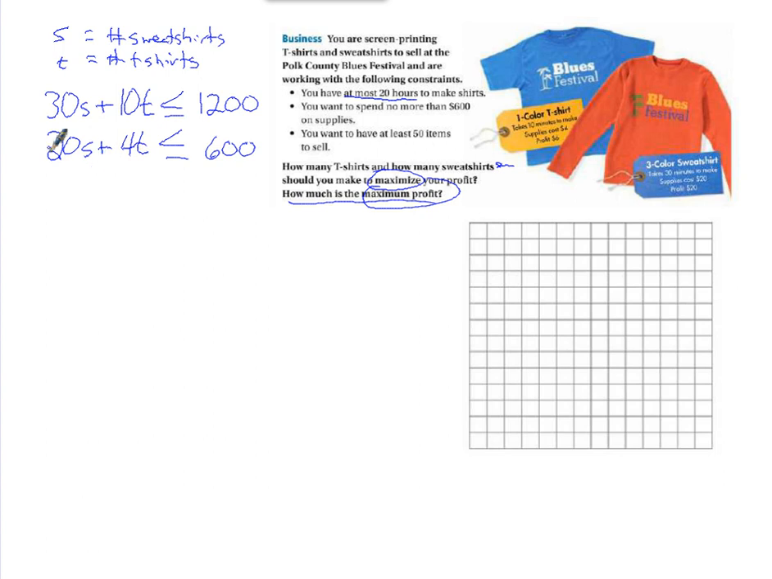So again, this is $20, $4, $600. It's all money here. You want to have at least 50 items to sell. At least 50, and we're talking about items now. That's right. S plus T has to be greater than or equal to 50.